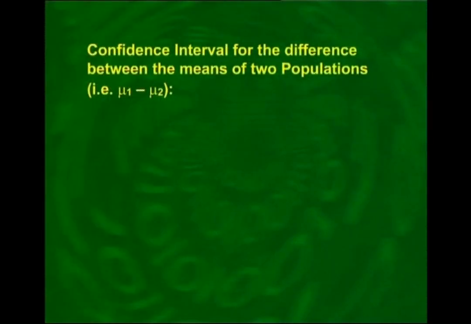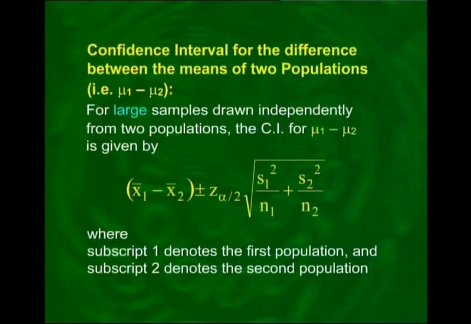To aaiye is concept ko apply karte hain two different examples, prior to which of course we first look at the formula for this particular interval. As you now see on the screen, the confidence interval for the difference between the means of two populations, that is mu 1 minus mu 2, is given by x 1 bar minus x 2 bar plus minus z alpha by 2 into the square root of s 1 square over n 1 plus s 2 square over n 2.